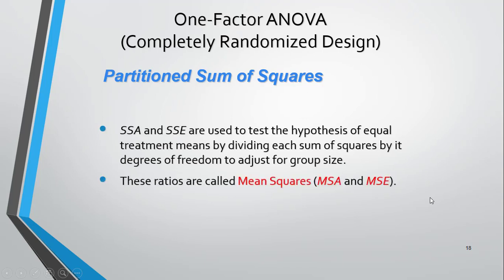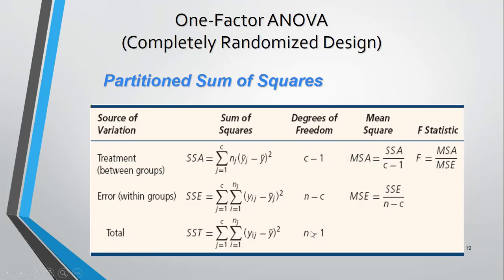SSA and SSE are used to test the hypothesis of equal treatment means by dividing each sum of squares by its degrees of freedom to adjust for the group size. These ratios are called the mean squares, MSA and MSE. With MSA and MSE, we can calculate the test statistic in the F distribution, F equals MSA over MSE. This table summarizes everything. The source of variation could be treatment, between groups, or within groups, which is error.